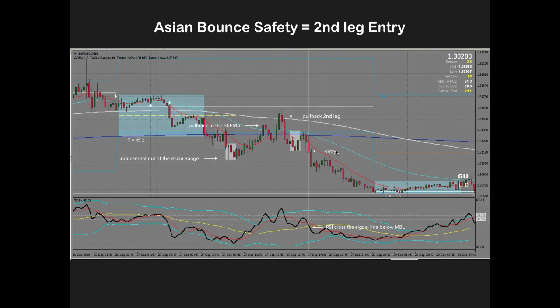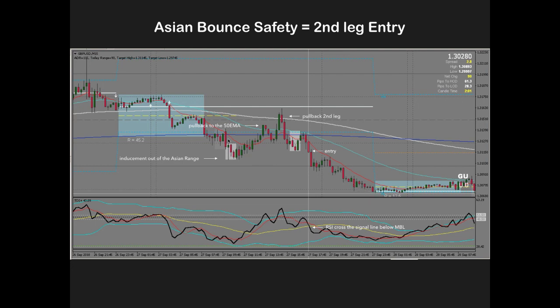So that is your entry right there. Head and shoulders, shift below the EMA, that was your entry. RSI has crossed the signal line below the market baseline right here. And then you can see that was roughly about a 45 pip trade down to the bottom there.